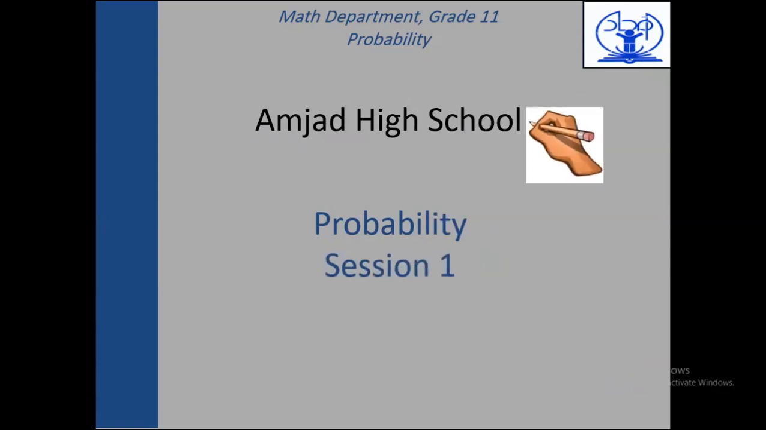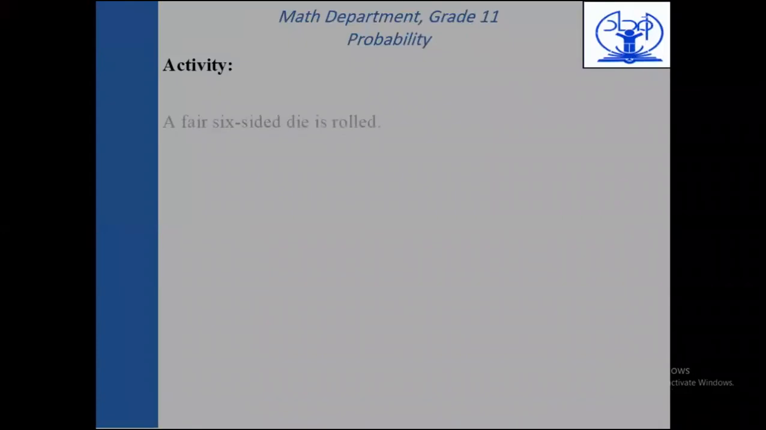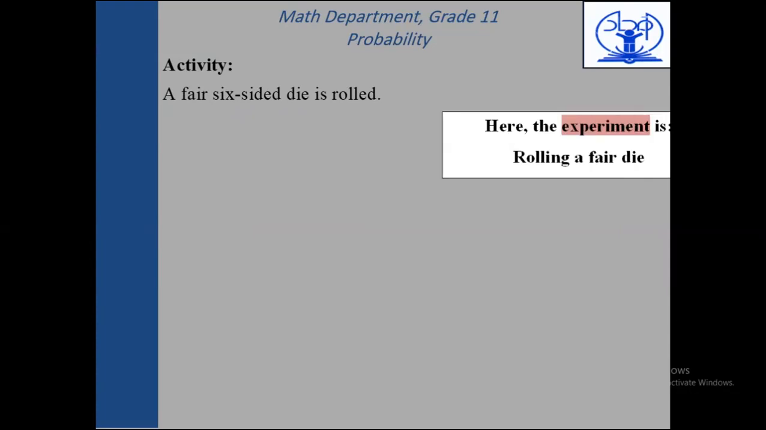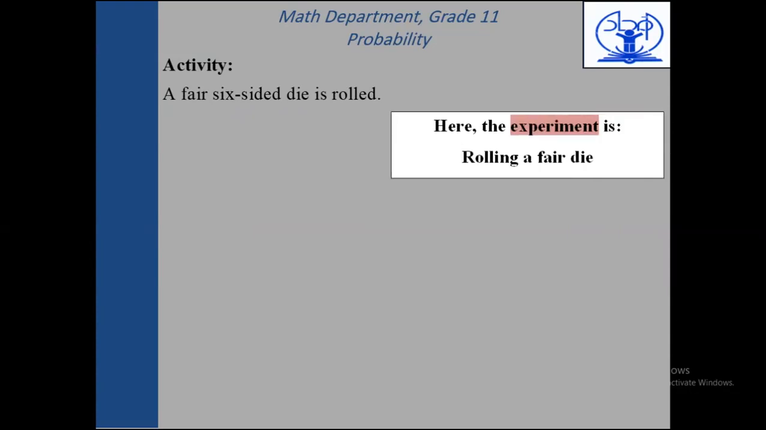This is the first video on probability. Let's start with an activity. A six-sided die is rolled. Here the experiment is rolling a die. In each probability situation, you have to understand what the experiment is.